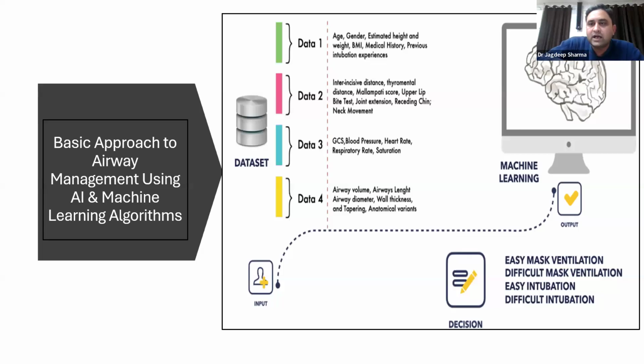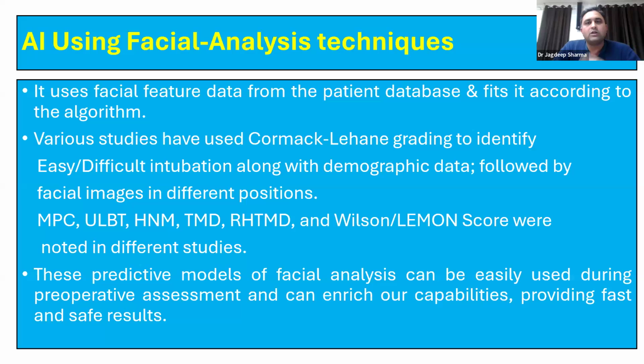That input data is put into the machine learning algorithm, and that machine learning algorithm, after going through various steps of learning, is going to give you an output in the form of a decision whether it is an easy mask ventilation, difficult mask ventilation, easy intubation, or difficult intubation. So the basic concept stays the same in all the studies.